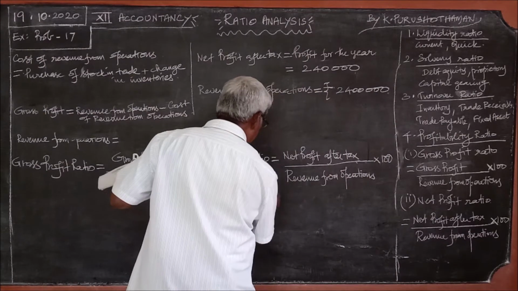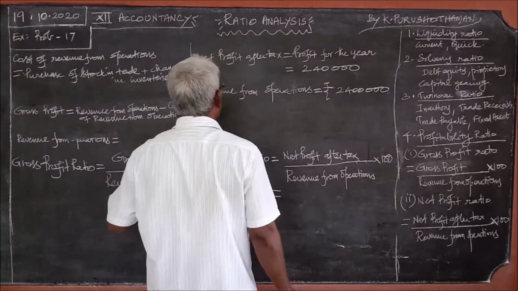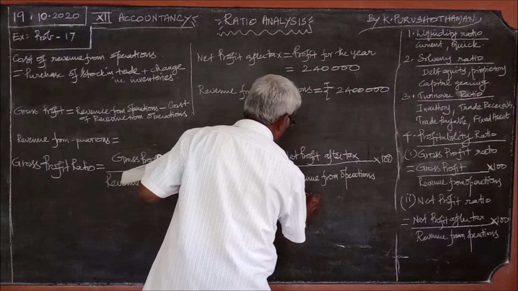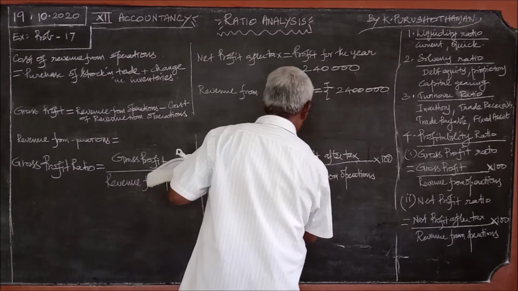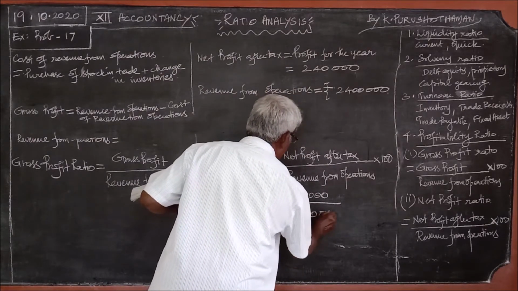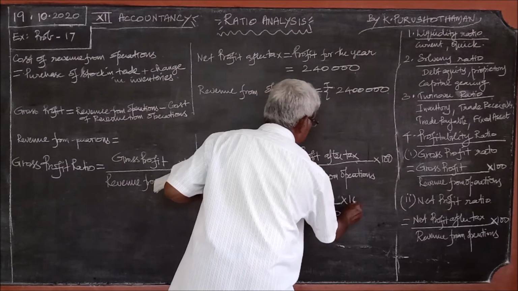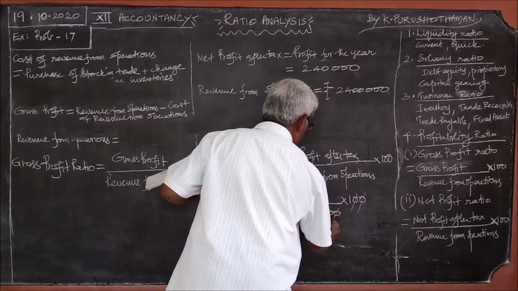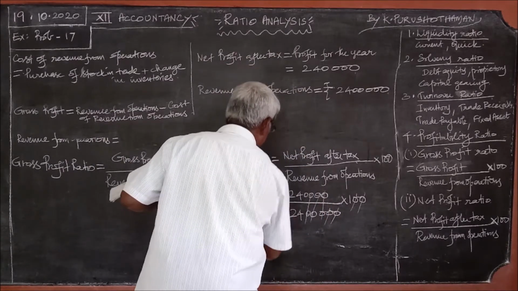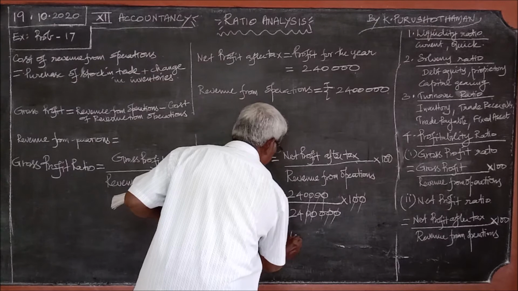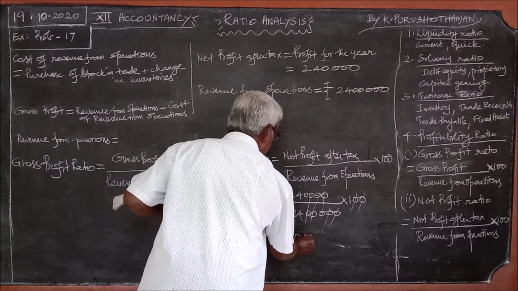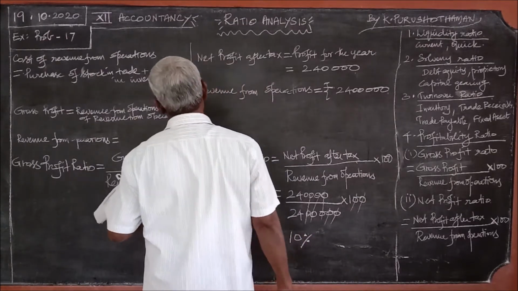So you can substitute in this formula. Net profit is 2,40,000 divided by revenue from operations 24 lakhs into 100. Cancelling 2 zeros and the remaining 3 zeros, 240 by 24 is equal to 10. Don't forget to put the percentage symbol, 10%.